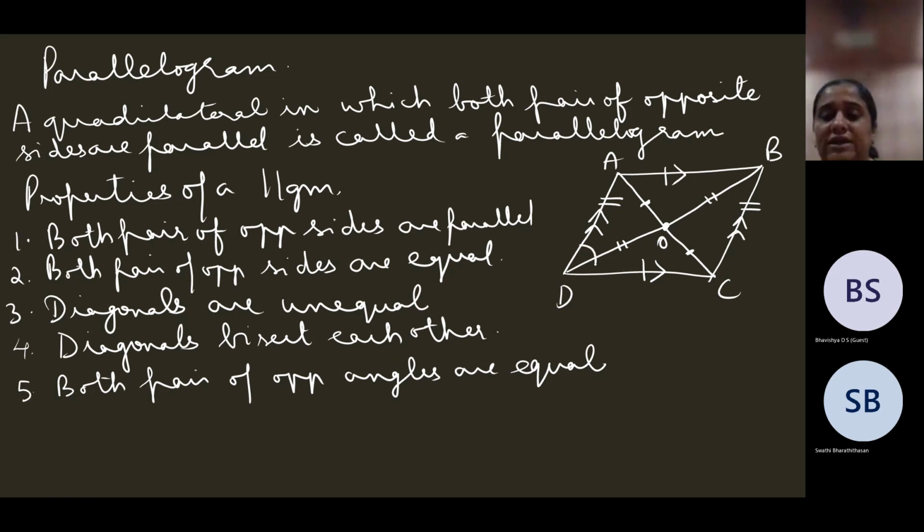Now, if this full angle D is 70 degrees, this opposite angle also will be 70 degrees. If this full angle is 110 degrees, this also will be 110. Opposite angles are equal. So these are the properties of a parallelogram.